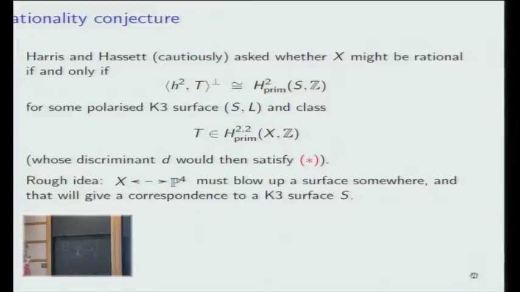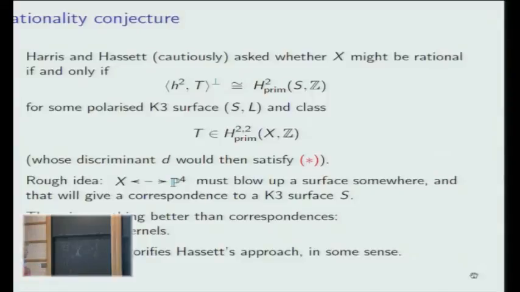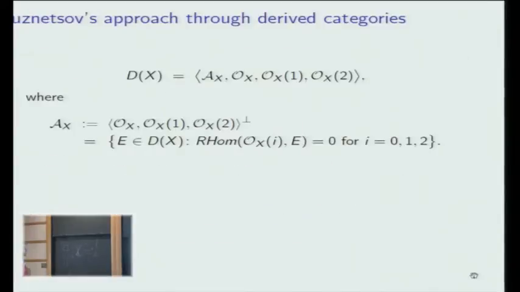And the rough idea is sort of clear. X should be birational to P4 if and only if, well, somewhere you're going to have to blow up a surface in this, and that'll give you a correspondence to some surface, and if you look at the cohomology, it's probably going to be a K3 surface. Okay. So the idea of Kuznetsov's categorification of all this is that instead of using correspondences, you should use Fourier-Mukai kernels. So here's Kuznetsov's approach.